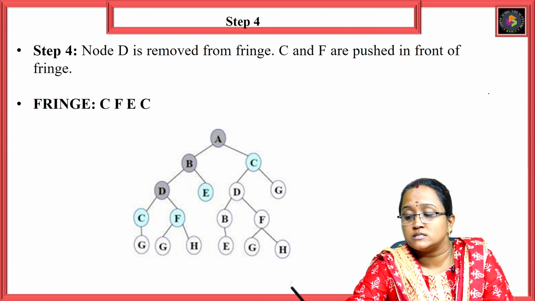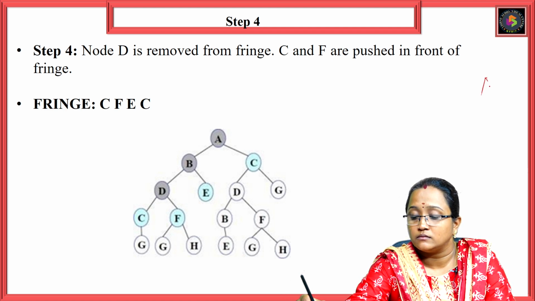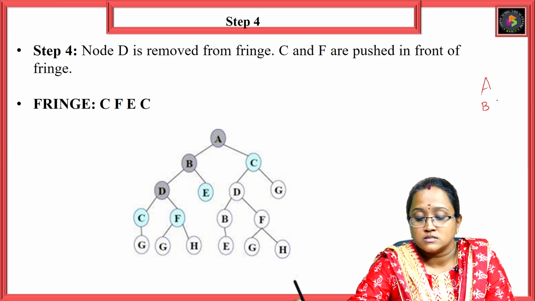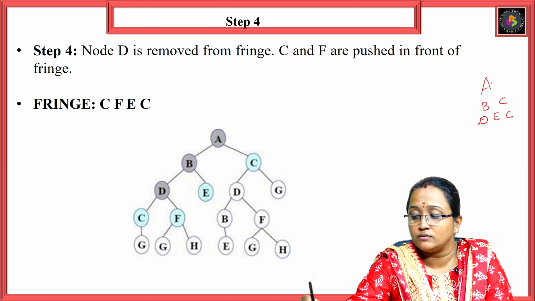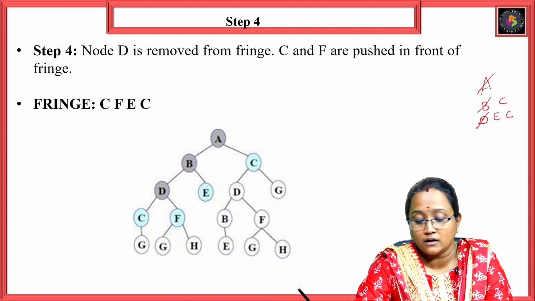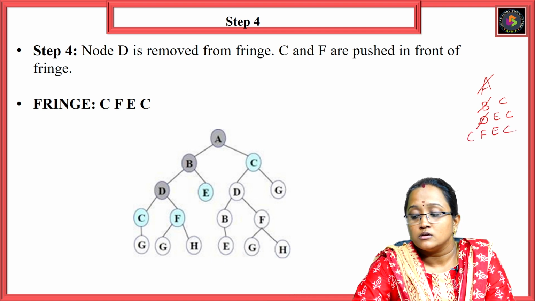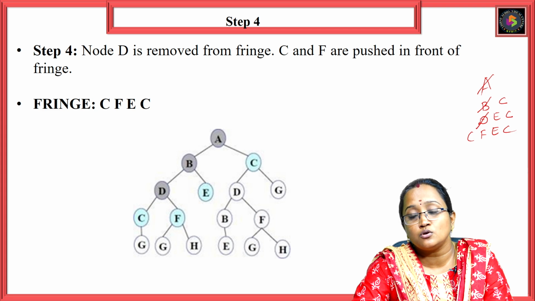So what is that? A, B, C, then D, E, C. Instead of D, we are going to take C, F, E, C. So C is the next node to be visited. What is the top of the stack here? C. So C we have to expand.